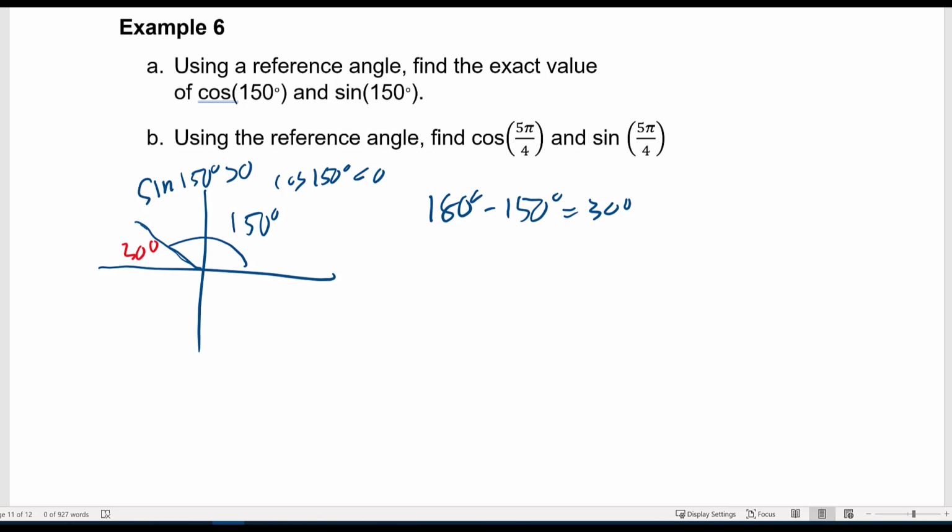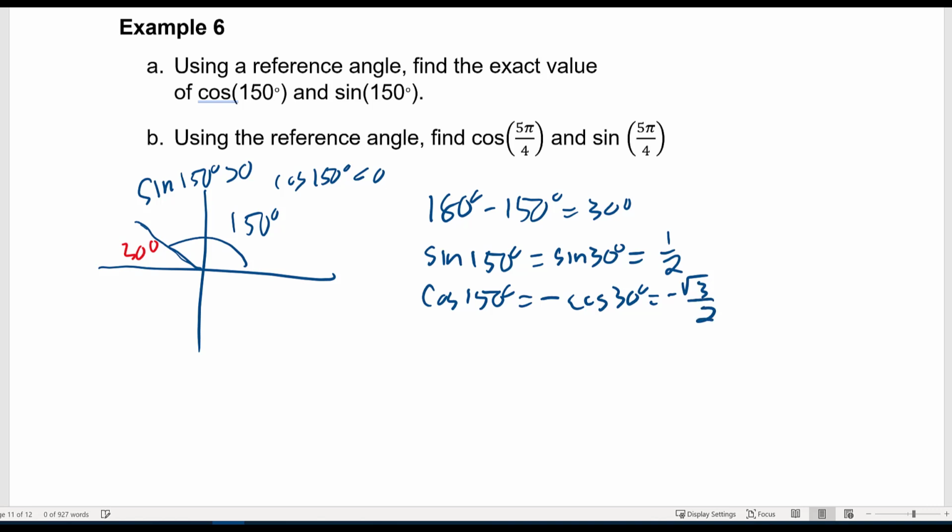So what I'm trying to say here is that sine of 150 degrees will be the same as sine of 30 degrees, which is going to be 1/2. From a previous video, we talked about those different special angles. Cosine of 150 degrees is going to be the opposite of cosine of 30 degrees, which is going to be negative square root of 3 over 2. Again, negative because it's in the second quadrant where x values are negative.